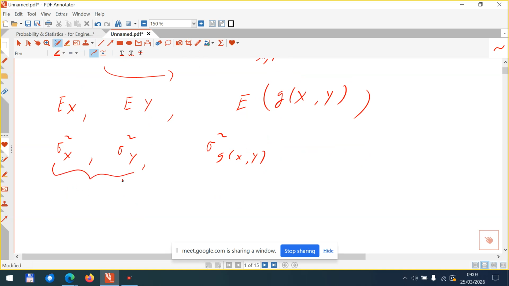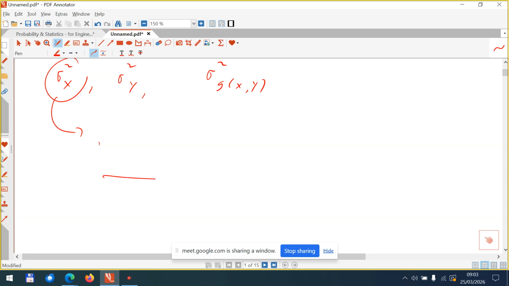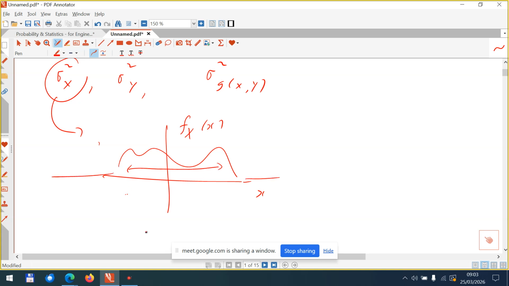But these variances don't tell us how x and y relate. If I ask you about this thing only, this tells you, if I have a plot of f x of x, now I'm looking for the marginal distribution, right? And let's say the distribution is something like that. The variance roughly tells me how wide the distribution is, right? And that is everywhere else.